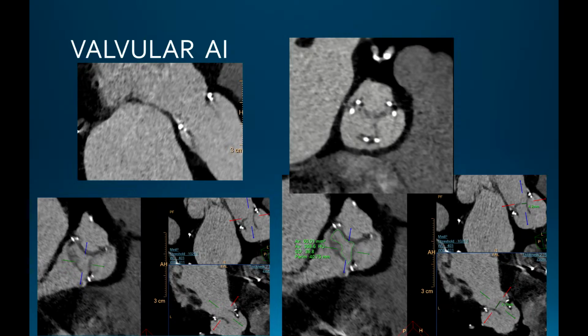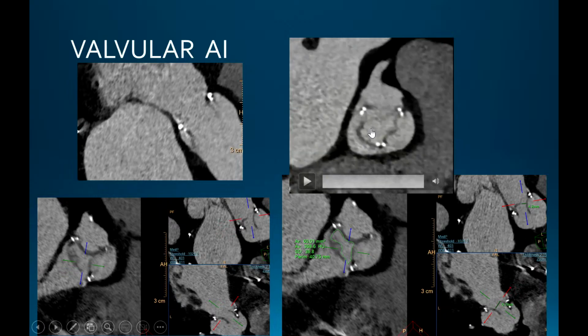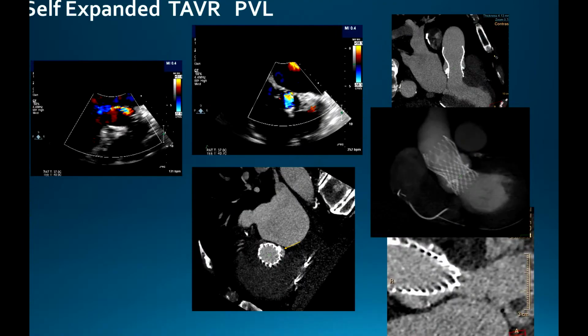Okay, valvular regurgitation. Remember, the same thing as with any prosthetic valve, it could come through the leaflet. This is a prolapse of the leaflet, a huge anatomical regurgitating orifice. I told the fellow never use the words regurgitating orifice because we don't see the regurgitating orifice. You can call it a gap. That's all you can say. And it can happen, obviously, with the self-expanding TAVR.